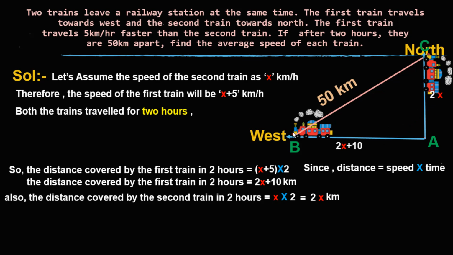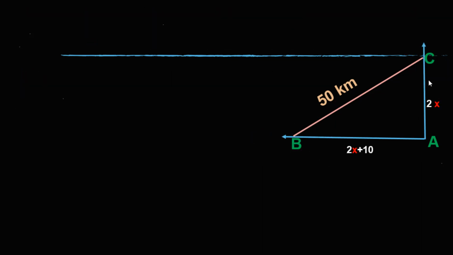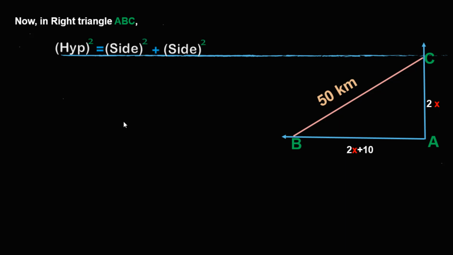Now if we observe this figure, we get a right angle triangle ABC, where the length of BC equals 50 kilometers, the length of AB equals 2x plus 10 kilometers, and the length of AC equals 2x kilometers. So here, using these three sides, we can find the variable value, that is x. For that, let us take this right angle triangle ABC, and we know that in a right angle triangle, the square of the hypotenuse equals the sum of the squares of the other two sides, which is nothing but the Baudhayana theorem or Pythagoras theorem.